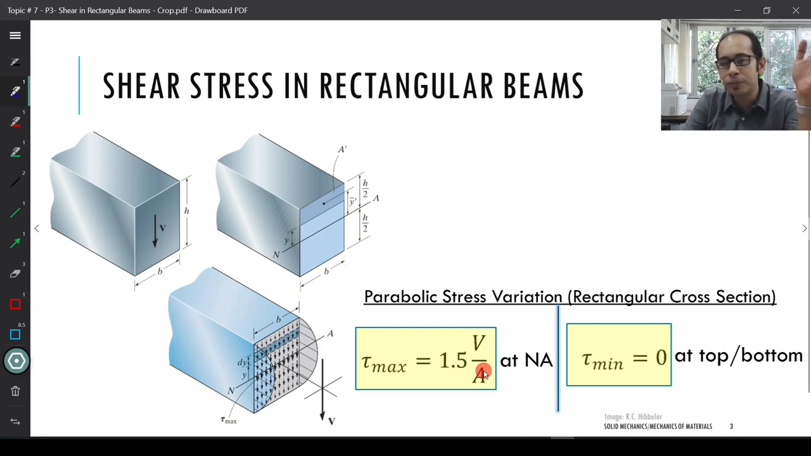This is extremely important. This sort of takes a hit to your concept of the average stress, because within the beam you can have regions where the actual shear stress is 1.5 times, several times, the average shear stress that you have. And the tau minimum in this case is 0, which is at the top and at the bottom over here.